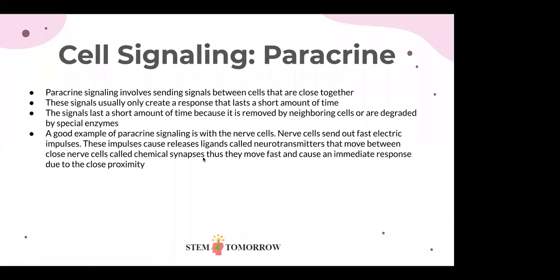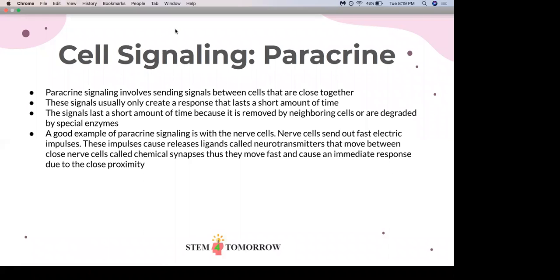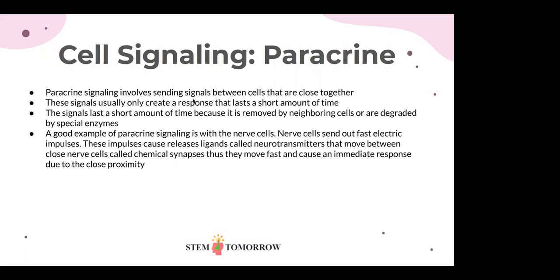Cell signaling: paracrine. Paracrine signaling involves sending signals between cells that are close together, but still two different cells. These signals usually only create a response that lasts a short amount of time, because the signal is removed by neighboring cells or degraded by special enzymes. Like I said, these are the quick signals that only transmit a little bit of information and last only a little amount of time.